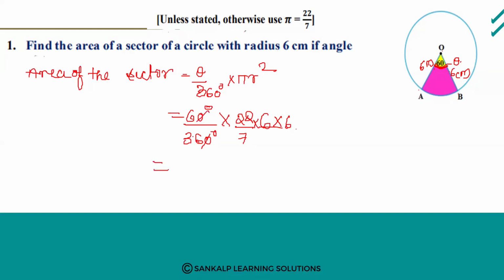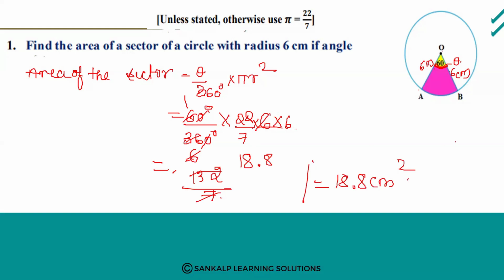The zeros get cancelled. 6 ones are 6, 6 sixes are 36, so 6 and 6 get cancelled. 22 into 6 is 132, divided by 7. 7 ones are 7. So this is 18.8. That means the area of the sector is 18.8 centimeter square.